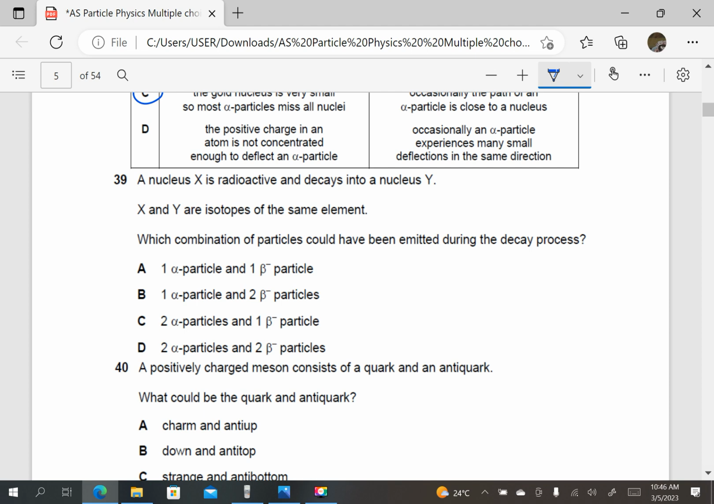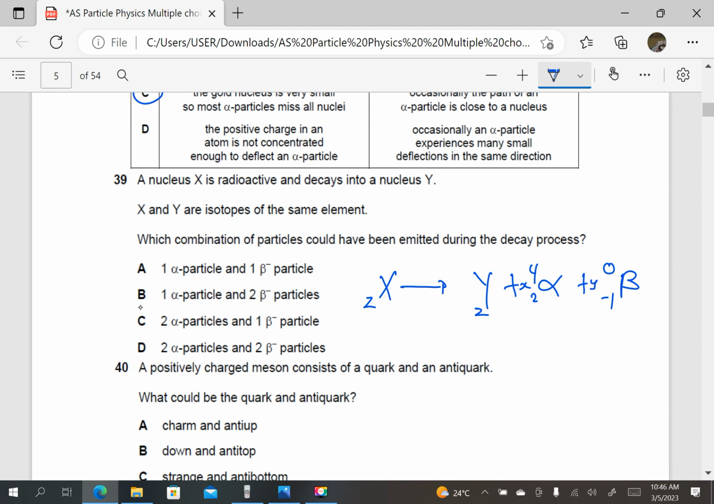Remember, they should have the same proton number. So a nucleus X is decaying into a nucleus Y. Of course, this is going to give us alpha particles and beta minus. So I'll say alpha plus beta minus. Alpha is 4, 2, and beta is 0, negative 1. But remember, they are isotopes. So here is Z and here it is also Z. So let's say x alpha particles are emitted and y beta particles.